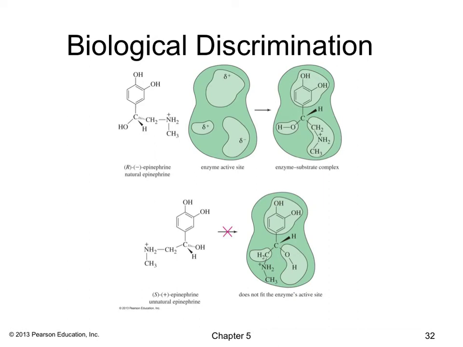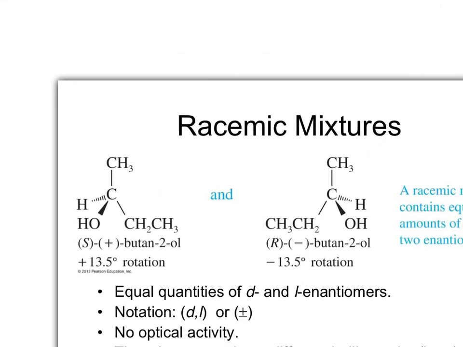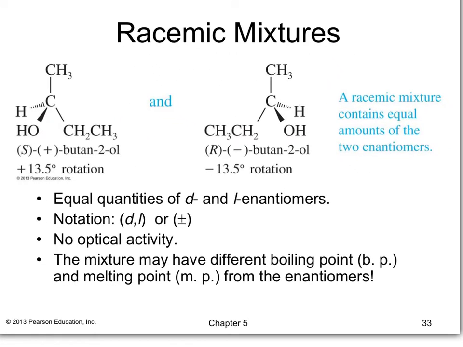So this is where we left off in terms of Chapter 5, and we're going to be moving on in this section. Racemic mixtures are essentially equal amounts of two enantiomers. An example here is S-plus-butan-2-ol and R-minus-butan-2-ol.